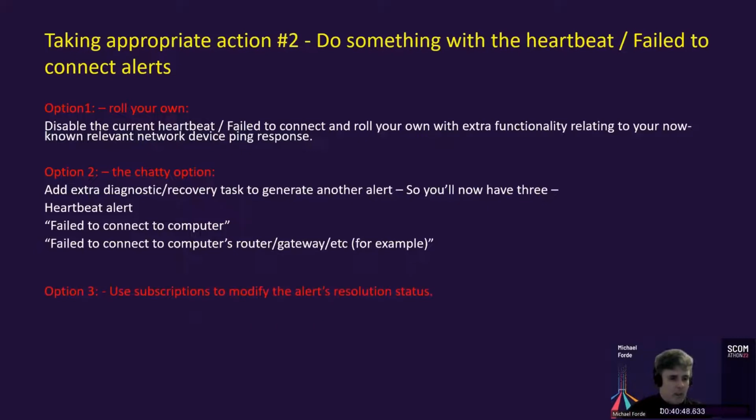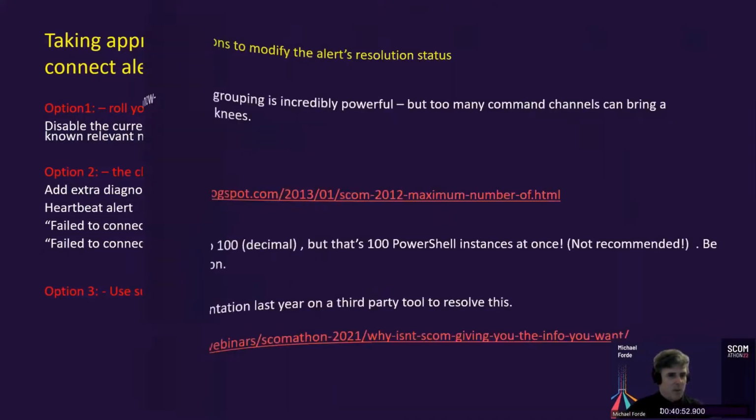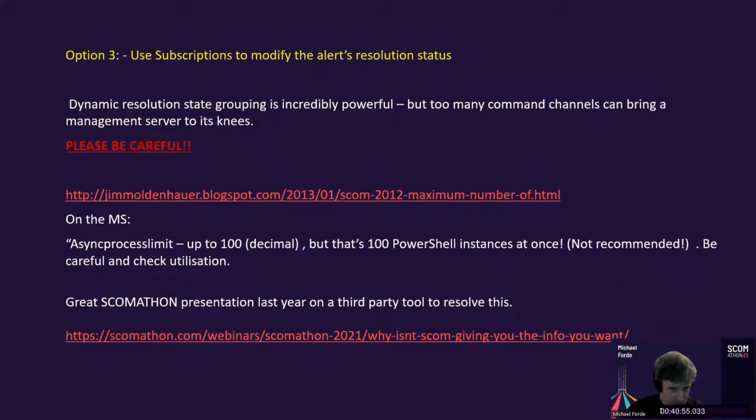Or you could use subscriptions to modify the alert's resolution status. And I'm going to go into that a little bit, the subscription method. So subscriptions are really powerful. You don't just have to use them to send emails and stuff. You can use them to do logic, and especially in this case where the agent's down, so we can't help you. You can't get to the agent. There's no communication to your agent, but subscriptions are run from the management servers, so you can do some tricky stuff here.